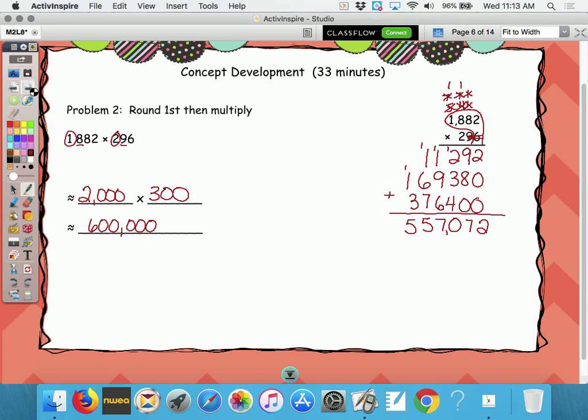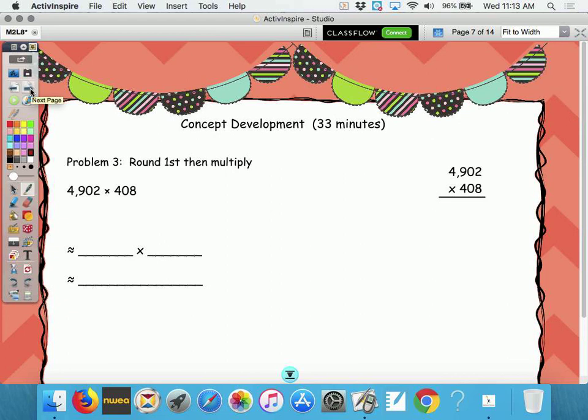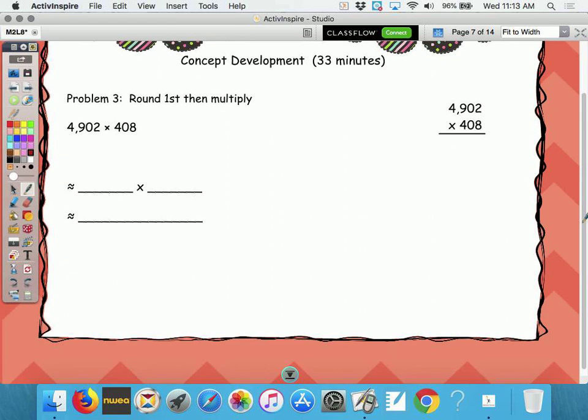Okay, let's look at problem 3. 4,902 rounds to what? 5,000. 408 rounds to what? 400. Okay, so we have a 2 with 1, 2, 3, 4, 5 zeros. 2 million. So we'll need how many digits in our answer? 7.